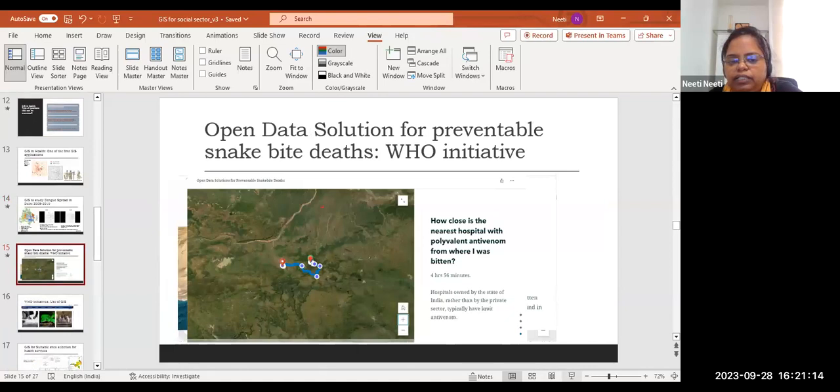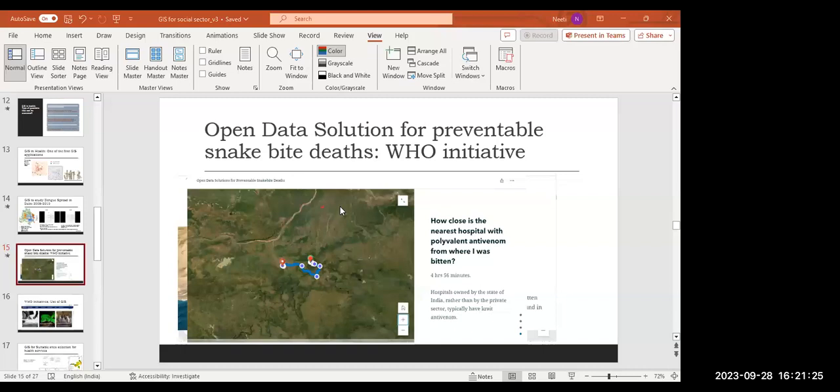Now, this one, I will try to put it in this mode. Is it visible, this open data solution for preventable snake bite? Yes, it is visible. Okay, thanks.